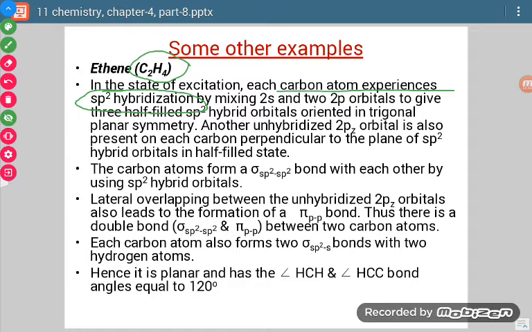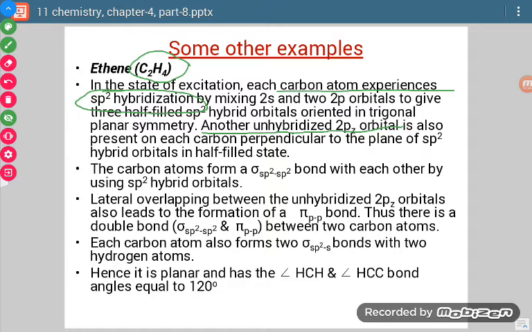Now what happens in this case? The carbon atom has 2 electrons in the s orbital and 2 electrons in the p orbital. First of all, in the excited state, there will be 1 electron in the 2s orbital and 3 electrons in the 2p orbitals, so there will be 4 unpaired electrons. Now when it undergoes sp2 hybridization, we will be left with an unhybridized 2pz orbital, meaning one orbital out of the 3 p orbitals will not undergo hybridization and will remain unhybridized.